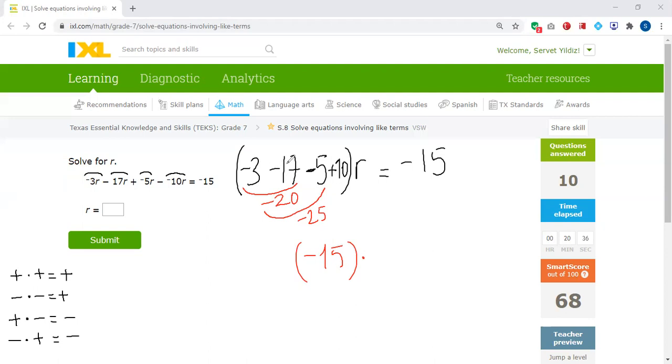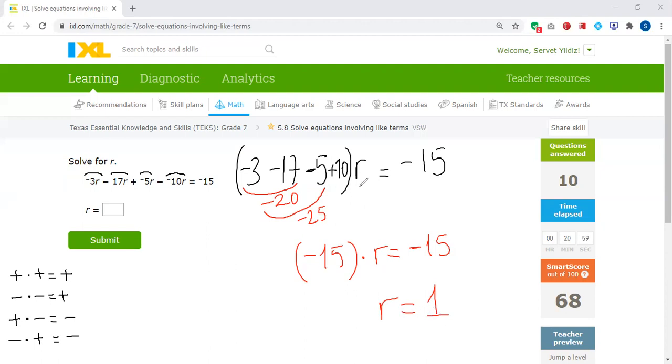Once again, negative 3 minus 17 is negative 20. Negative 20 minus 5 is negative 25. Negative 25 plus 10 is negative 15. Negative 15 times r is negative 15. So if we multiply a number by 1, we get the same number. That means r is equal to 1.